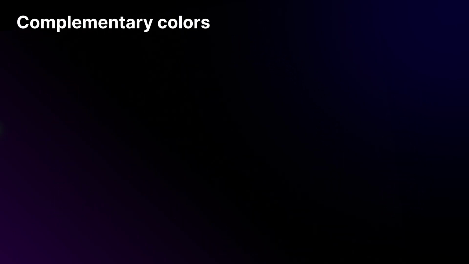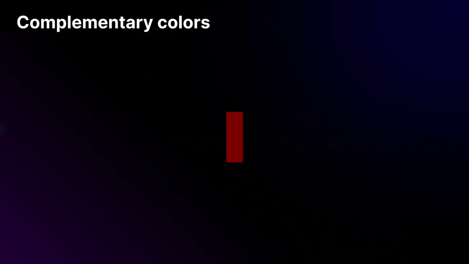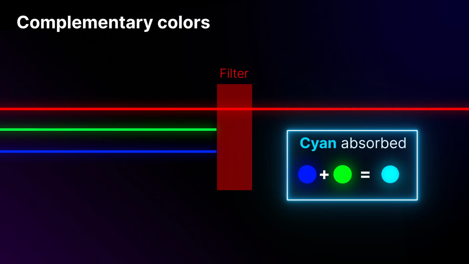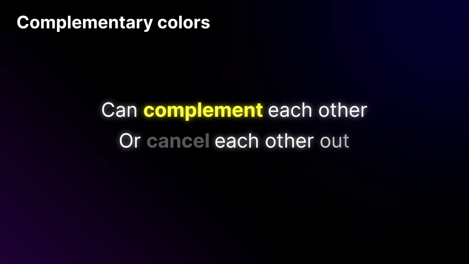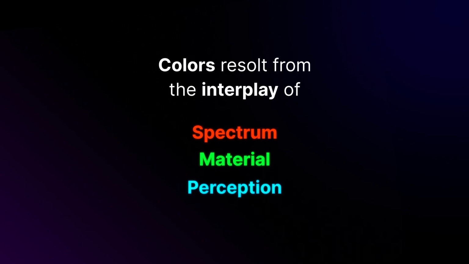When light of a certain colour hits an object or a filter, the complementary colour is often absorbed. A red filter allows red light to pass through and absorbs the cyan component. Complementary colours can therefore either enhance each other or cancel each other out, depending on whether light is added or removed from the spectrum. Colours do not arise from light alone, but from the interaction of the spectrum, the material, and our perception.